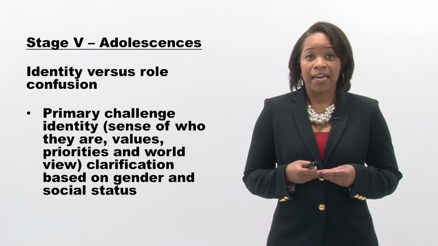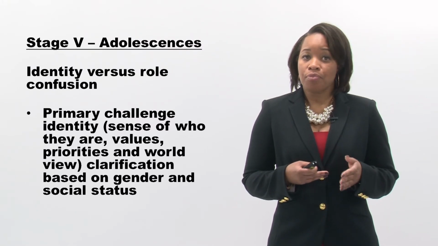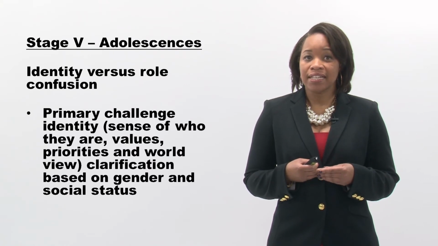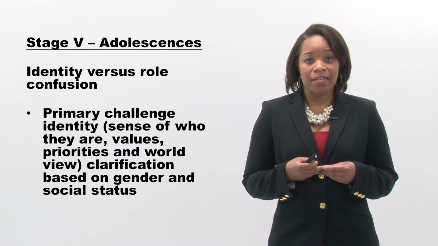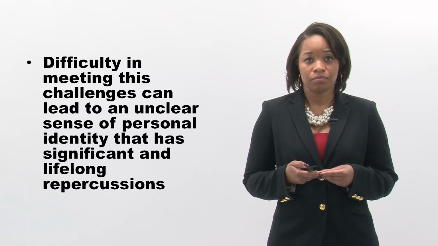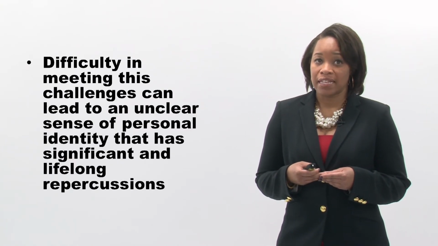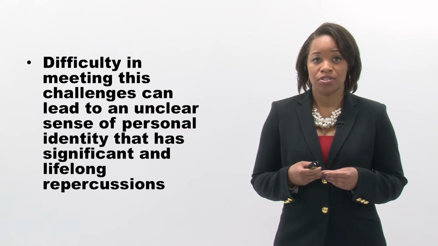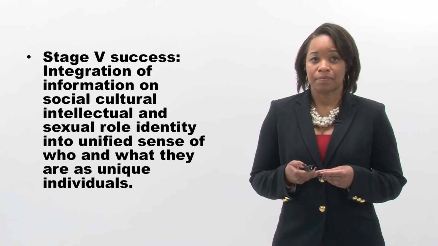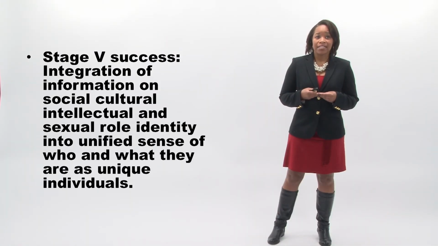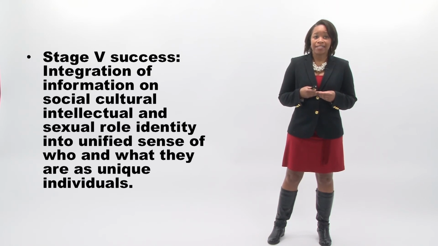In stage 5, identity versus role confusion, the primary challenge is identity, which is the sense of who they are, their values, priorities, and worldview, and the clarification based on gender and social status. Difficulty in meeting these challenges can lead to an unclear sense of personal identity and has significant and lifelong repercussions. Stage 5 success is an integration of information on social, cultural, intellectual, and sexual role identity into a unified sense of who and what they are as unique individuals.